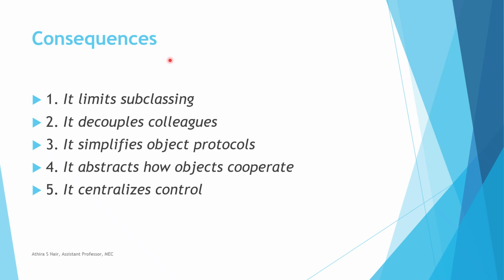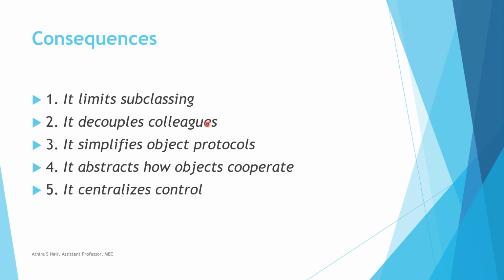So the mediator pattern has some benefits and drawbacks. First of all, it limits subclassing. That is, a mediator localizes behavior. Otherwise, it would be distributed among several objects. So changing this behavior requires subclassing mediator only. Colleague classes can be reused.